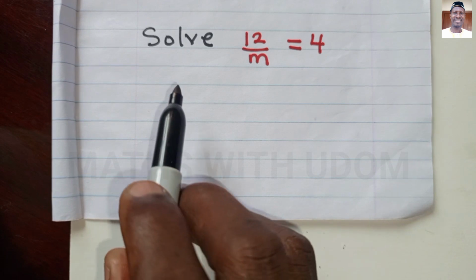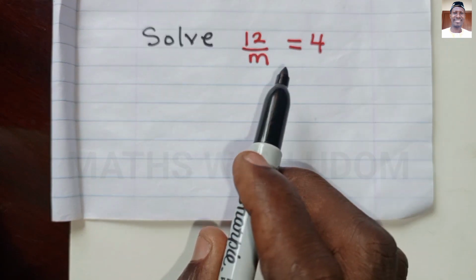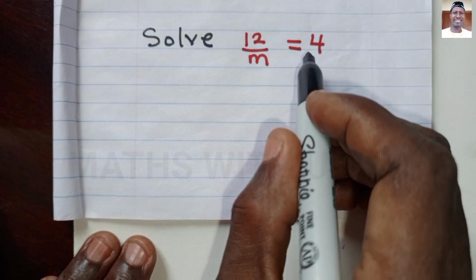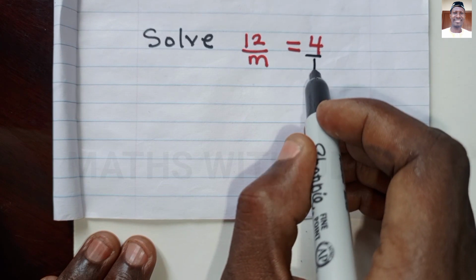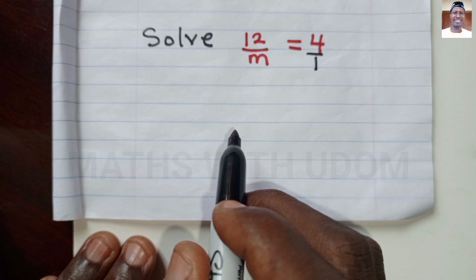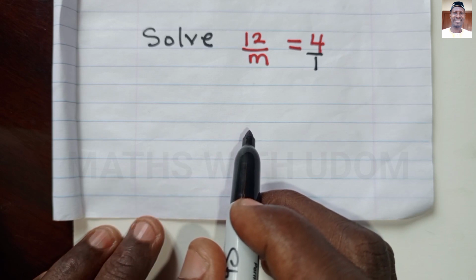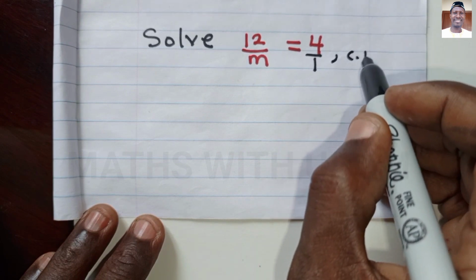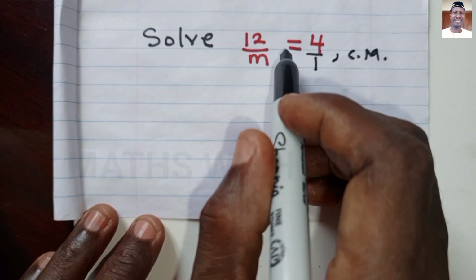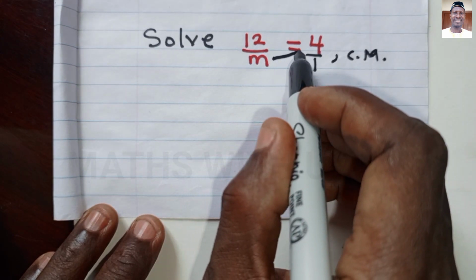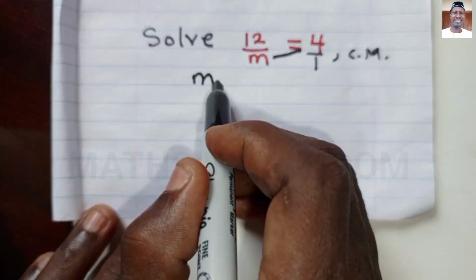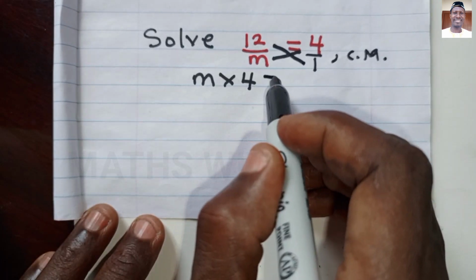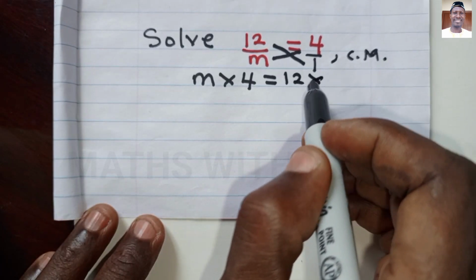Hello, let's look at this equation. Solve 12 divided by m is equal to 4. The first thing to do is to introduce divided by 1 on the other side, because every whole number has 1 as its denominator. Then we cross multiply. When you cross multiply, m will multiply by 4, so we have m times 4, while 12 will cross and multiply 1, so it's equal to 12 multiplied by 1.